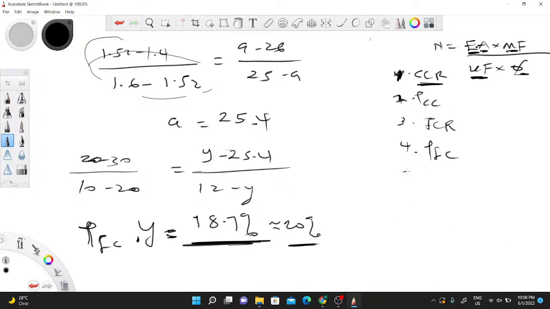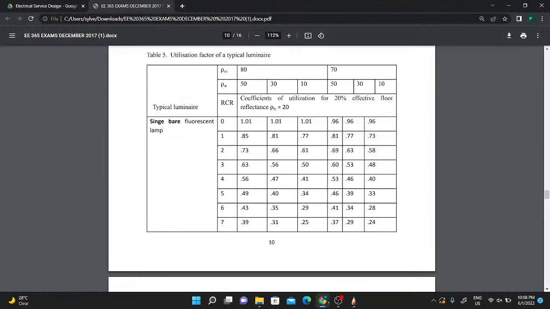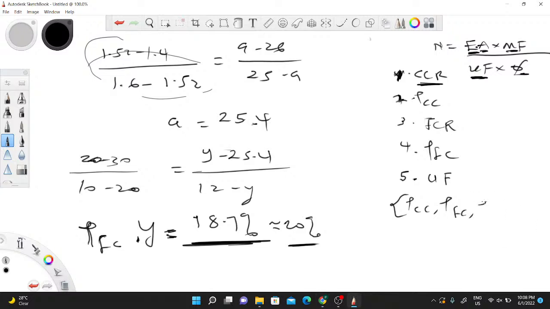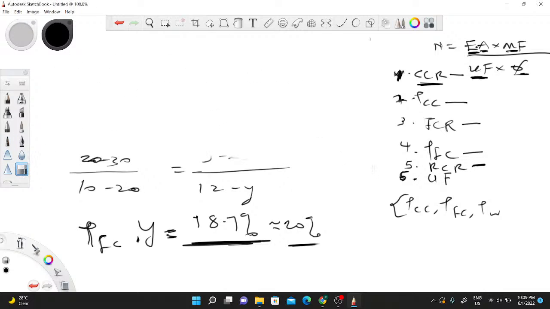Now step 5, we must find RCR. We can go ahead and calculate our UF using our row CC, our row FC, and our row W. So first find CCR, find row CC, find FCR, find row FC, and find RCR. Let's find RCR.